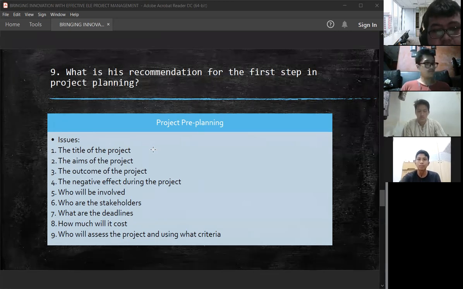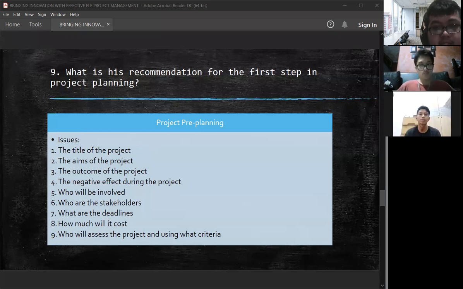Then we have who will assess the project and using what criteria. Because doing a project involves being accountable to an institution, a group, etc. Define the assessment criteria at the outset, taking account of the defined aims. The next point will be presented by Alvin.